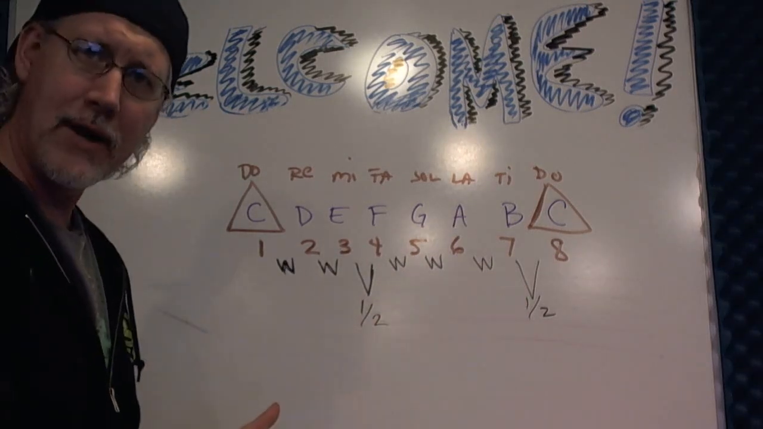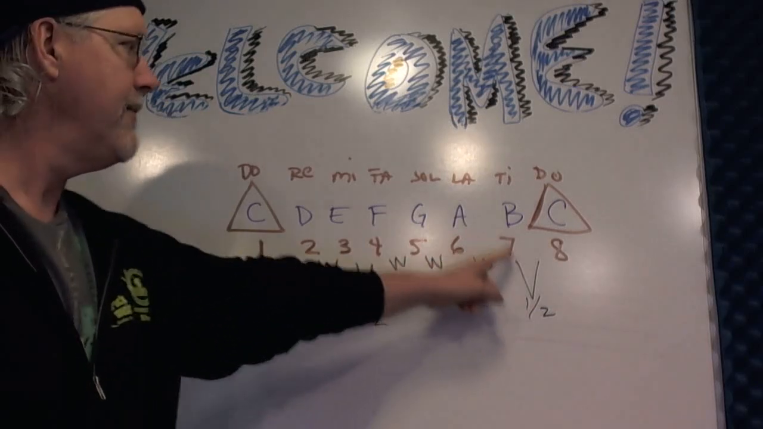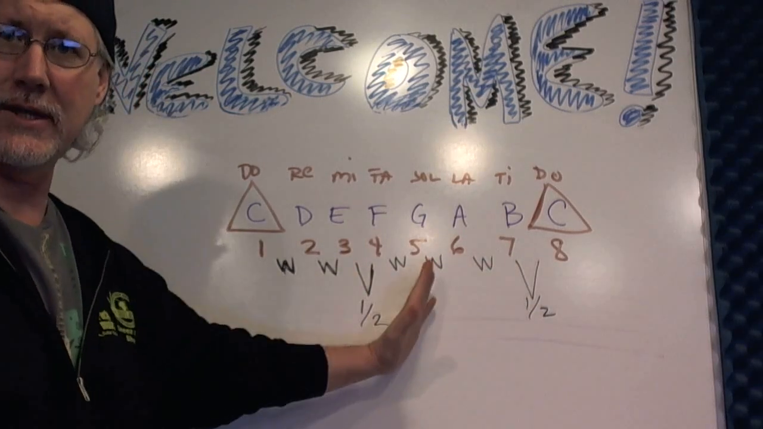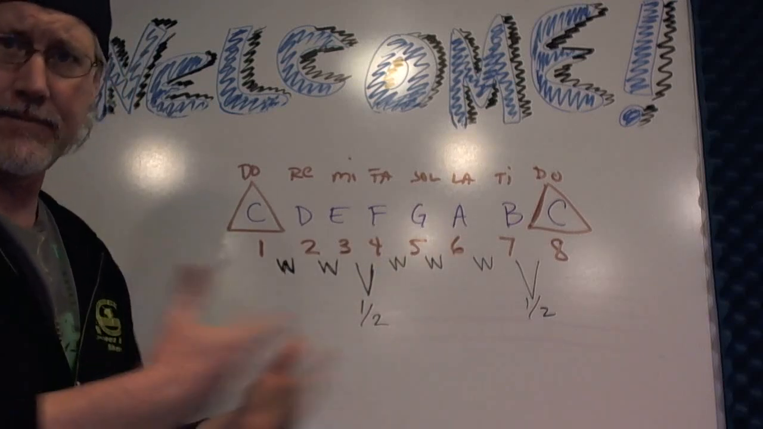I always remember when I'm looking at a major scale that half steps will always be between 3 and 4 and 7 and 8 scale degrees. Okay, everything else there's going to be a whole step in between those scale degrees.